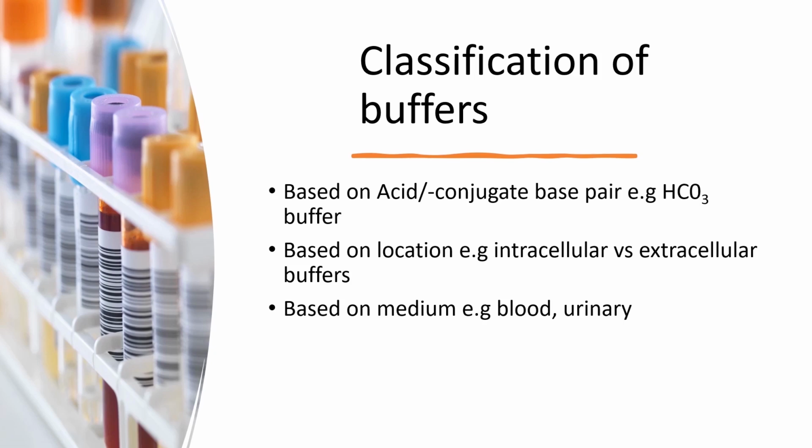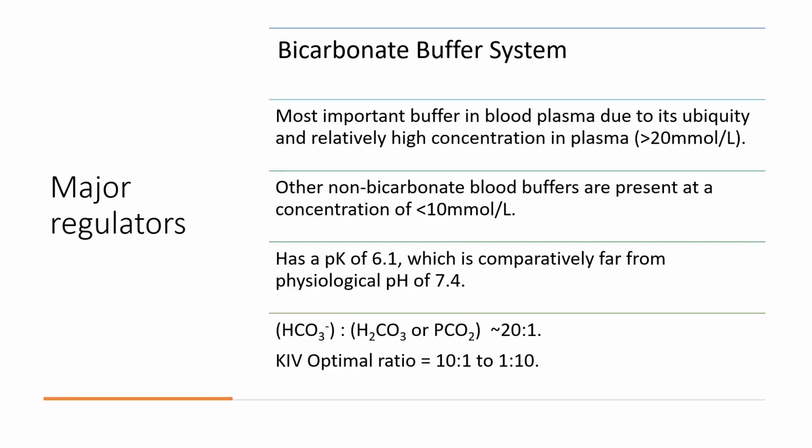So essentially, there could be other types of classification of buffers, but here I have based it on their acid-base conjugate pair, on their location, and on the medium where they operate, with the examples given above. Now, to pick each of the buffer systems one after the other. The bicarbonate buffer system is one of the most important buffer systems in the body.